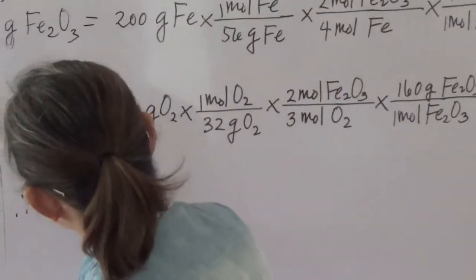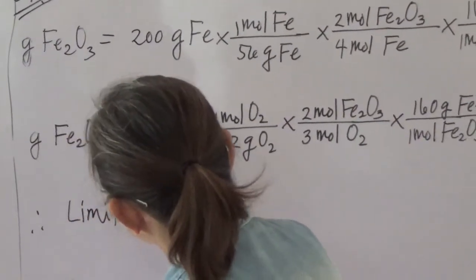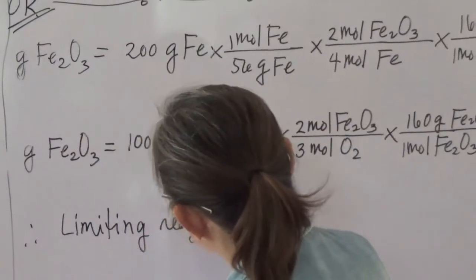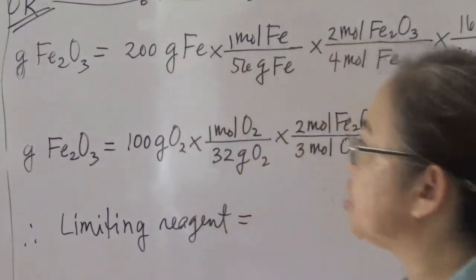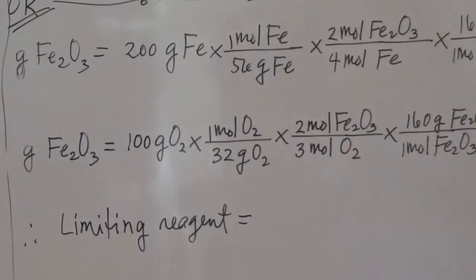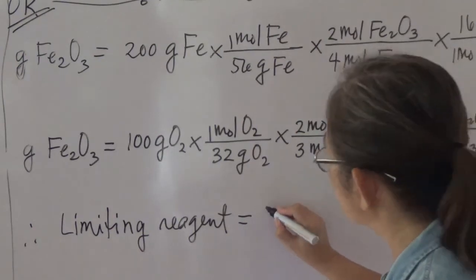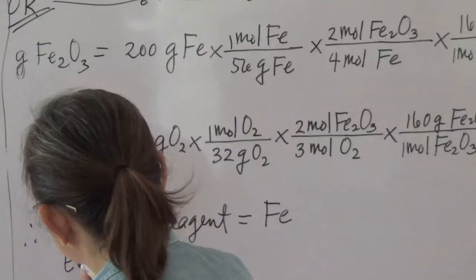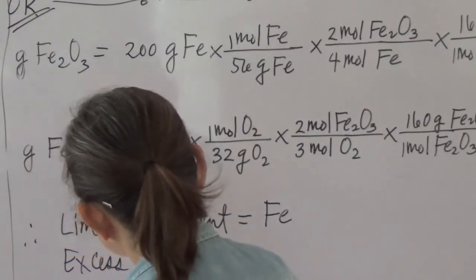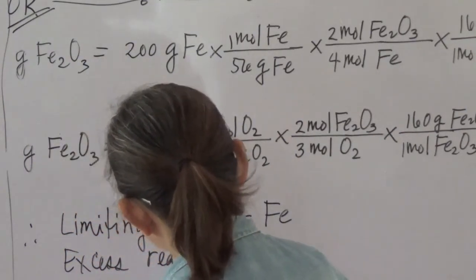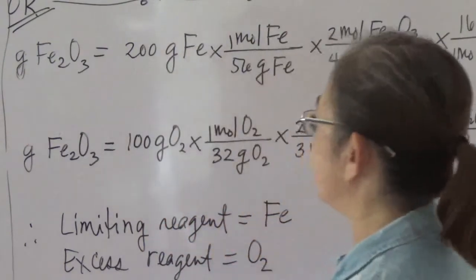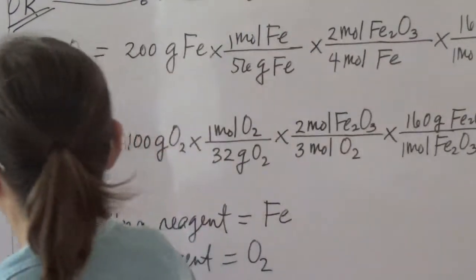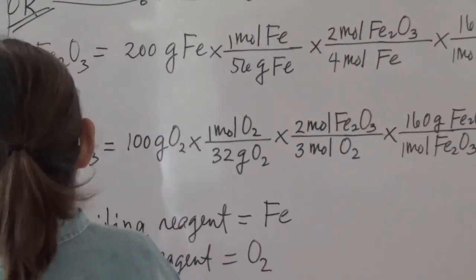So therefore, you may conclude now that the limiting reagent, take note when we talk of limiting and excess reagent, it will be based on either of the reactants. So the limiting reagent now is the iron, and the excess reagent is oxygen, O2. So this is the answer for question number 1.